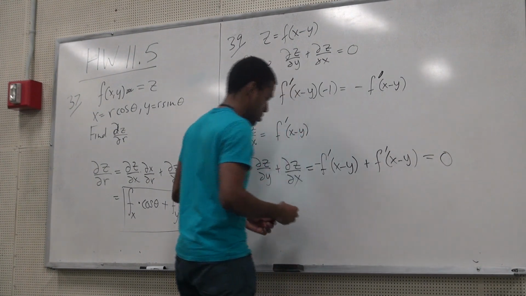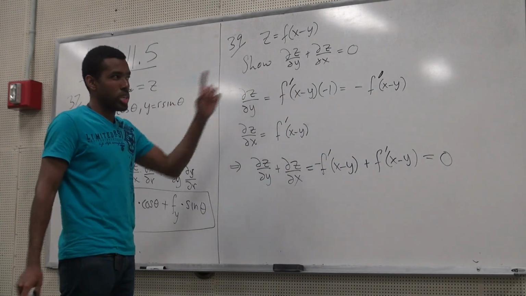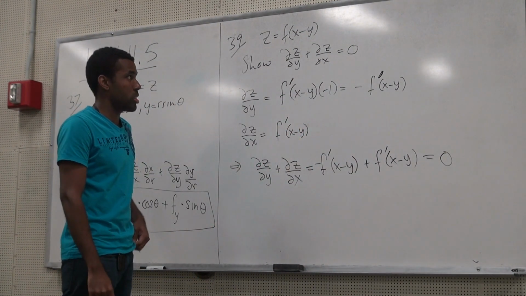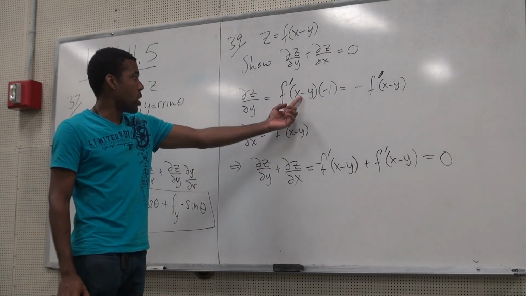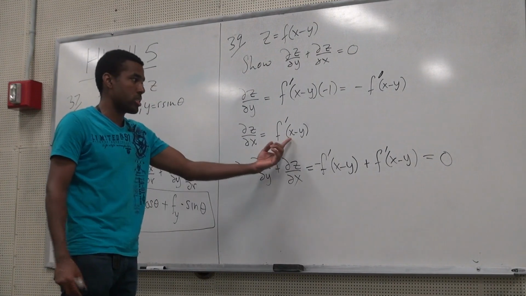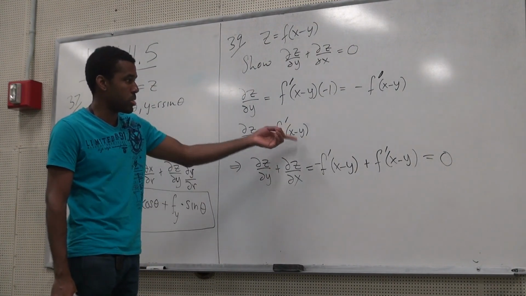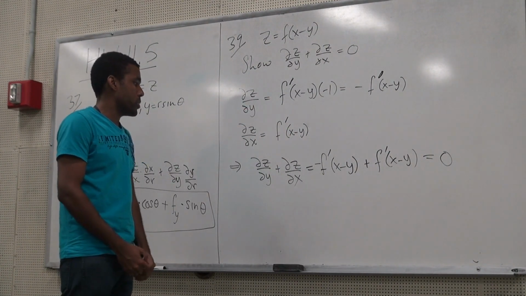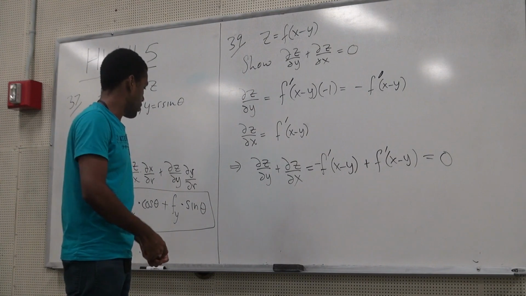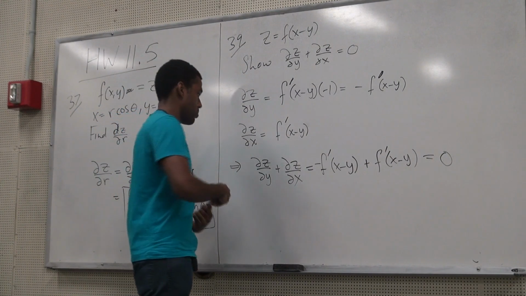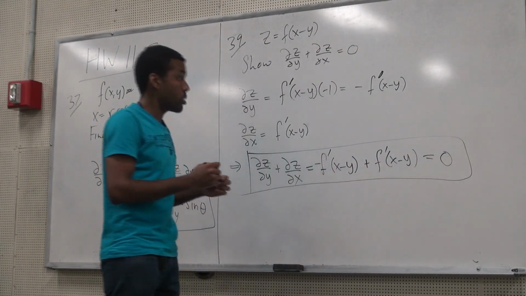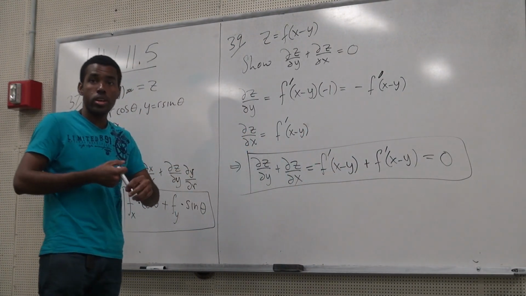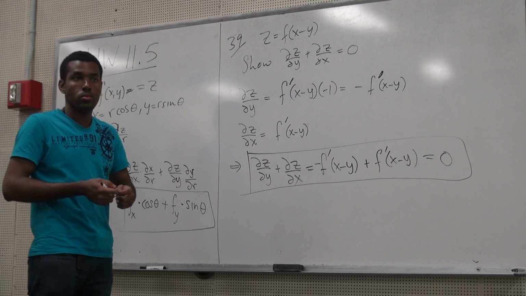equals 0. So this is sort of using the chain rule in the old-fashioned way: differentiate the outside, multiply by the derivative of the inside. With the y, you'll get a negative sign, and with the x, you stay a positive sign, so when you add them together, you get 0. Anything else on 11.5?